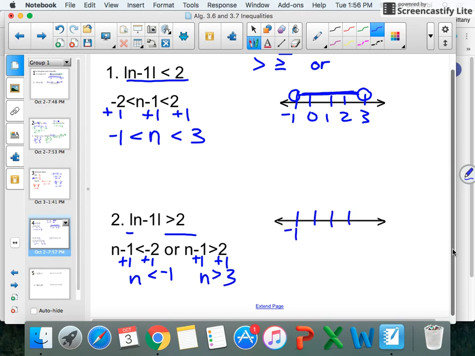And then we're going to solve. So n is less than negative 1, open circle, arrow going to the left. N is greater than 3, open circle on 3, arrow to the right.